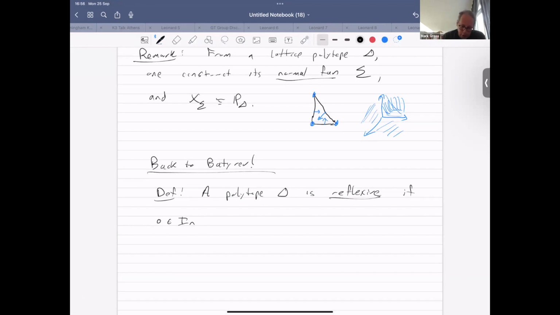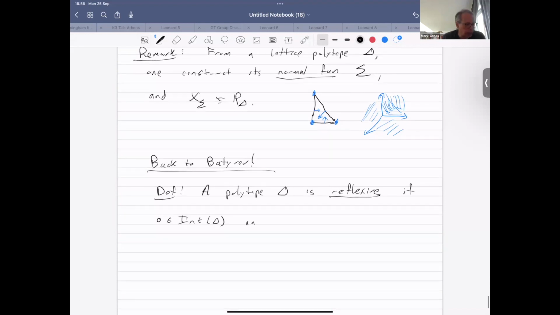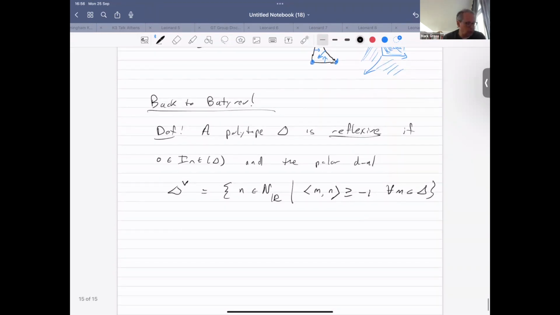Okay, so polytope delta, here's Batyrev's definition. Polytope delta is reflexive if 0 lies in the interior of delta, and the so-called polar dual, delta dual, is the set of all n in the dual vector space such that m evaluated on n is greater or equal to -1 for all m in the original polytope delta. I'll do an example in a second to unwind this. But what we'll require is that this is also a lattice polytope. So this is always a polytope, but it may not be generated by integral points. It may not be generated by points in M, but rather maybe the vertices are rational.